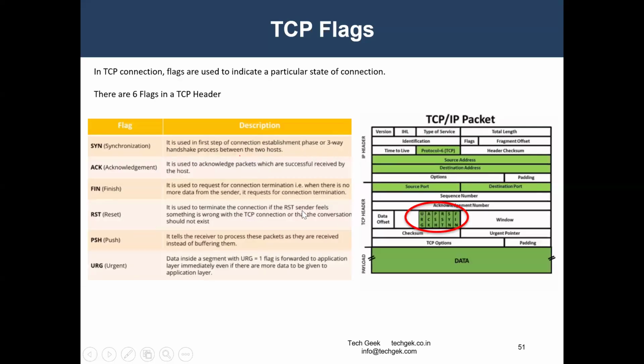To terminate the connection, if a reset is sent, something is going wrong with the TCP connection. The conversation should not exit normally, it should be reset. That is what happens. Push tells the receiver to push the data packet with more intent instead of buffering it. And urgent: a segment with the urgent flag set will be forwarded immediately to the application if required. This is how urgent works. Is that clear, everybody? Did you get my point?